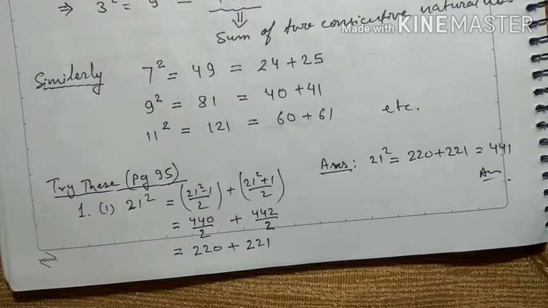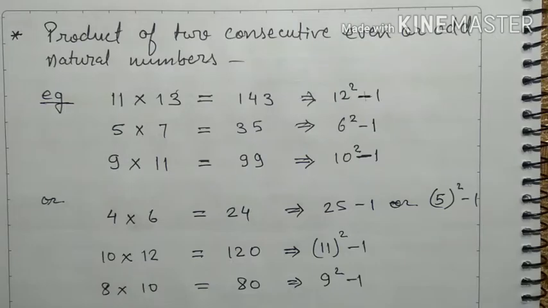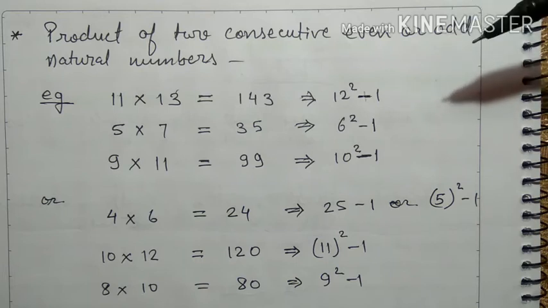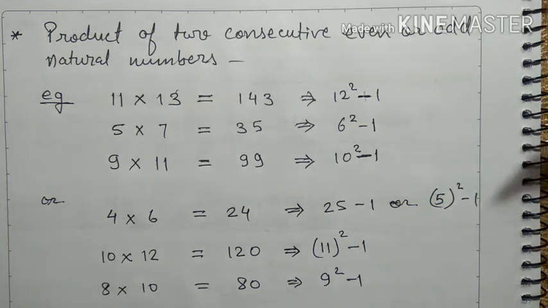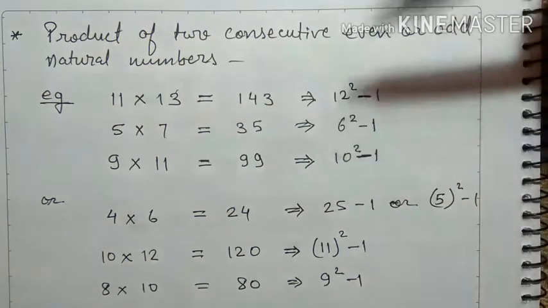Okay, so this way you have to solve the other questions of Try These. Now the next pattern is the product of two consecutive even or odd natural numbers. That means if we multiply two consecutive even numbers or two consecutive odd numbers, what pattern do we have to follow in this? Please look at the example.